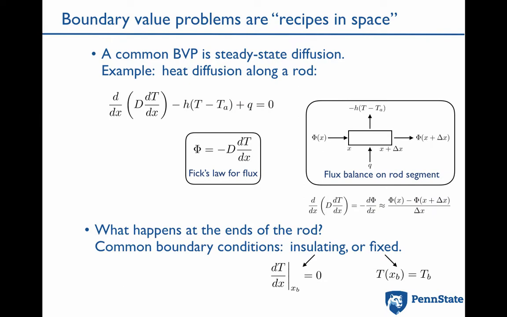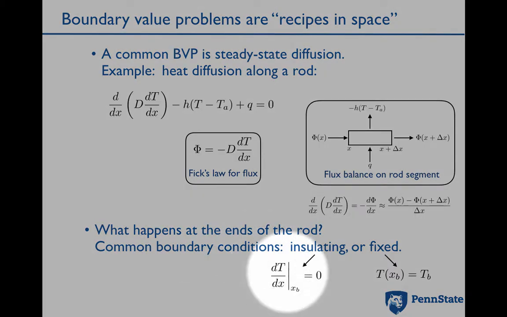We have to specify boundary conditions, which is why these kinds of problems are called boundary value problems. And common boundary conditions are either that the rod is insulated, that is, no heat flows in or out at the end of the rod, or fixed, so that the temperature at the end of the rod is determined, for example, by clamping it against a heat sink, which is basically a big massive piece of something that's held at a fixed temperature and can supply or take away heat in order to keep the end of the rod at the same temperature.